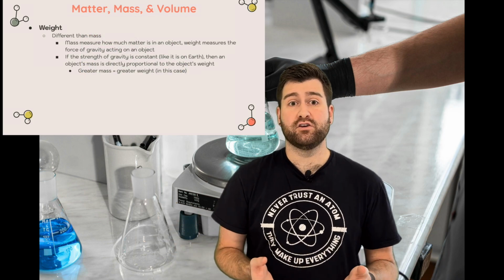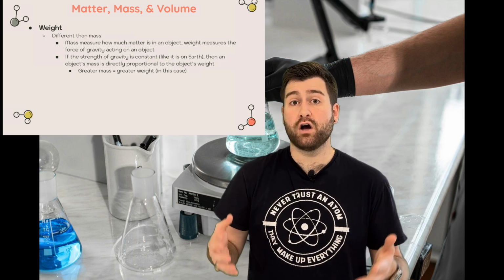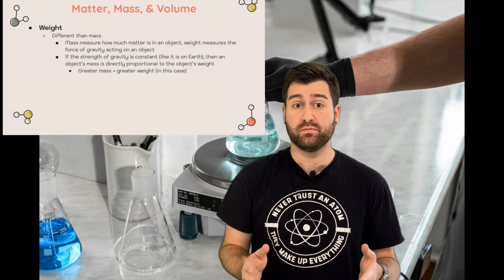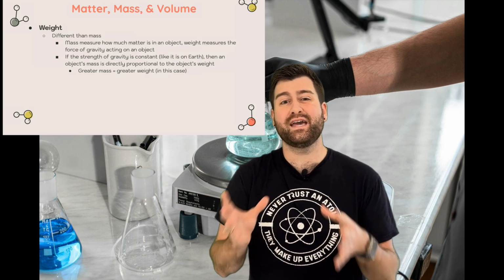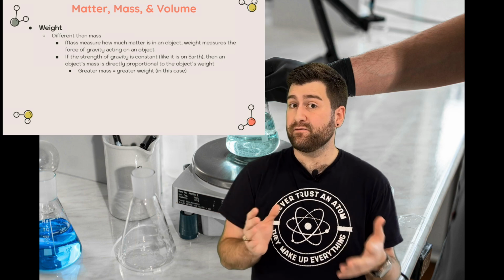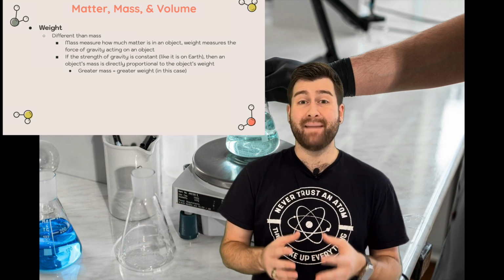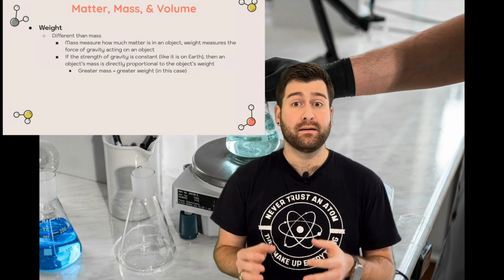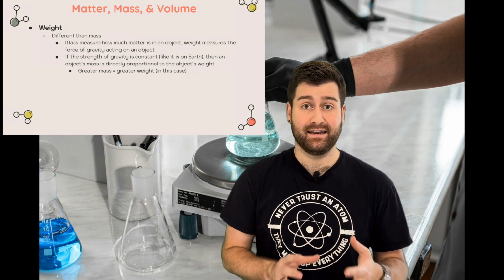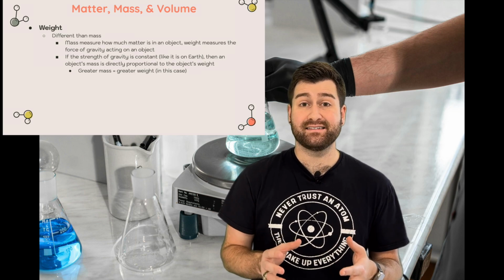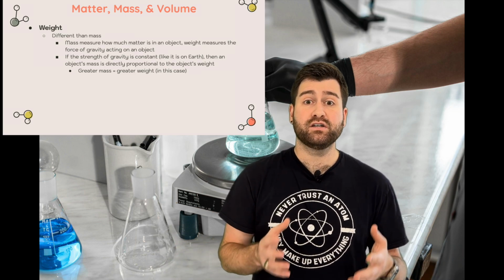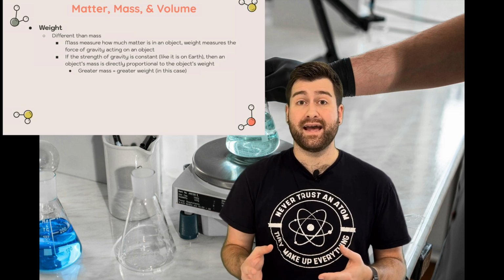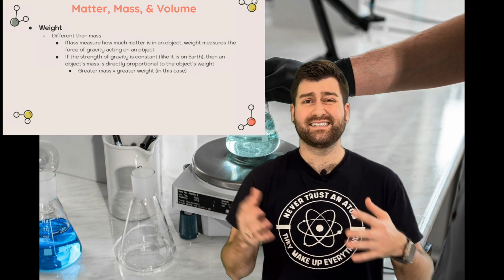Now, continuing our conversation with matter and mass, we should also talk about weight. Sometimes weight and mass are used interchangeably. However, that's not quite accurate. So weight is different than mass, but how? Mass is a measure of how much matter is in an object, whereas weight measures the force of gravity acting on an object. If the strength of gravity is constant, like it is on Earth, then an object's mass is directly proportional to the object's weight. Objects that have greater mass have greater weight, at least in this case.